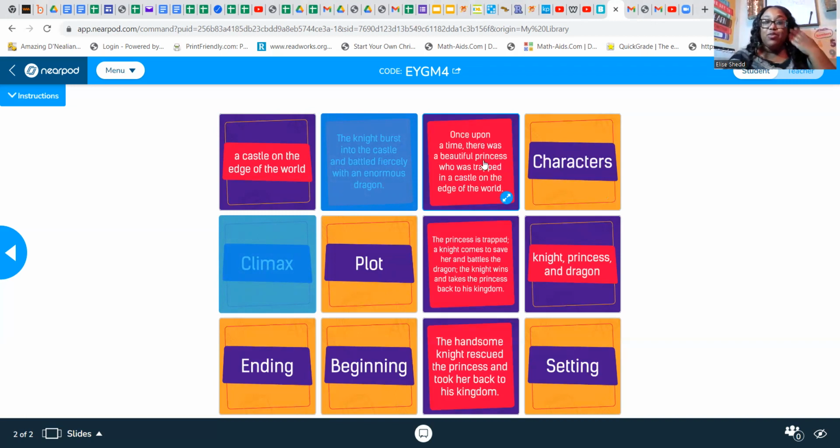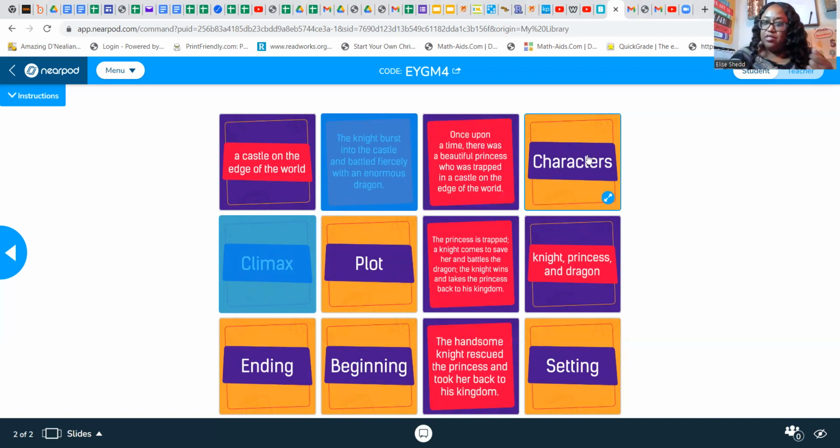Once upon a time, there was a beautiful princess who was trapped in a castle on the edge of the world. Once upon a time. That's interesting. Now, this kind of tells me the beginning of the story. Is it telling me about a beautiful princess that was trapped in the castle? Sounds like Rapunzel, right? Now, is that a character?